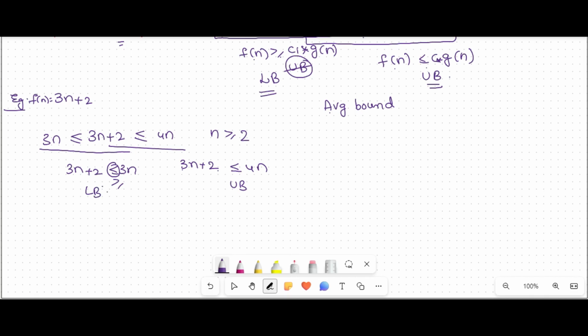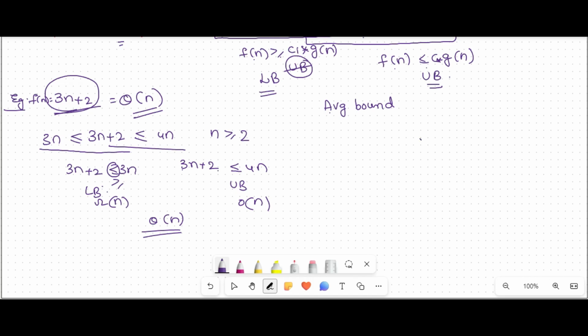For this we get n: the lower bound is nothing but omega of n, and the upper bound is nothing but big O of n. In between these two we can write theta of n. So theta of n is the average bound for the given function, that means in between the upper bound and lower bound. So the average bound for the given function 3n plus 2 is simply theta of n.